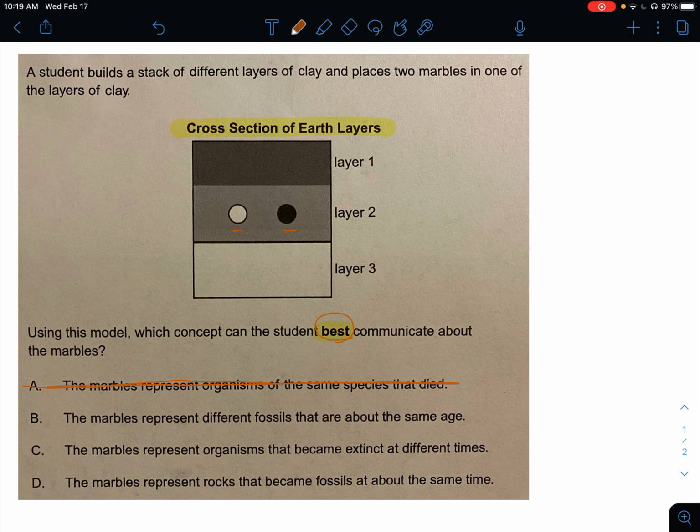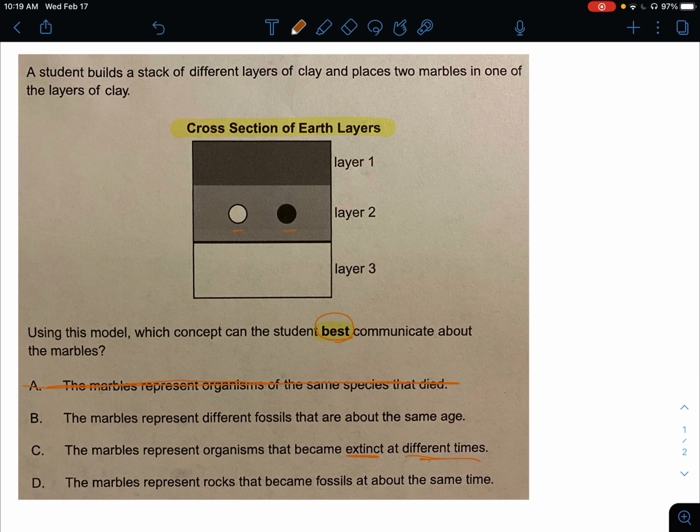Choice C says the marbles represent organisms that become extinct at different times. And extinct, we remember, means that the entire species completely dies, so there are no more of them around. Now, again, where they are doesn't really say when it becomes extinct. And also, it says different times.